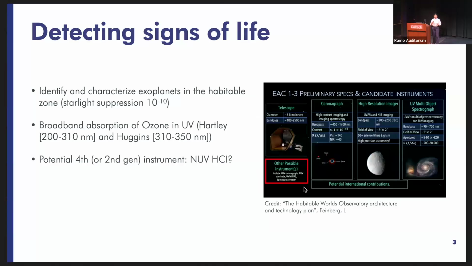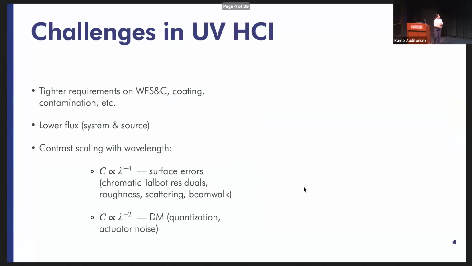The idea is, can we have a potential NUV coronagraph for the Habitable Worlds Observatory? We don't really hear a lot about high contrast imaging in the UV because it is very challenging. You have tighter requirements on wavefront sensing and control, stricter tolerances on coating, and you're a lot more susceptible to the effects of contamination. You also have lower flux because of the reduced system throughput in the UV, and intrinsically less bright sources.